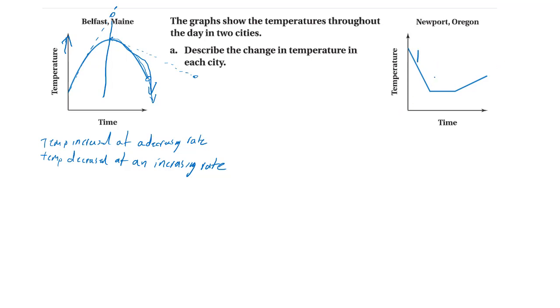So again, I'm going to label this, here's section 1, here's section 2, here's section 3. On section 1, temp decreased at constant rate.